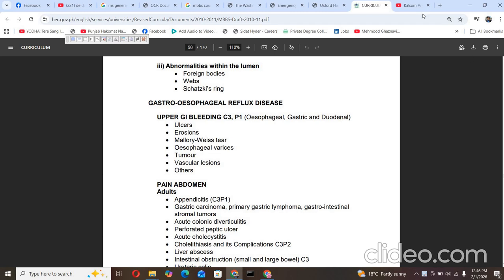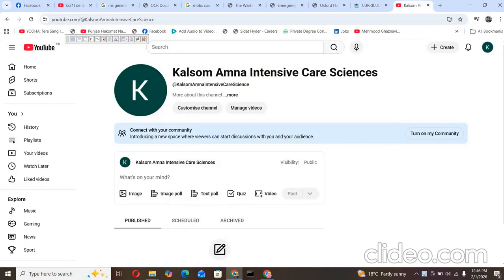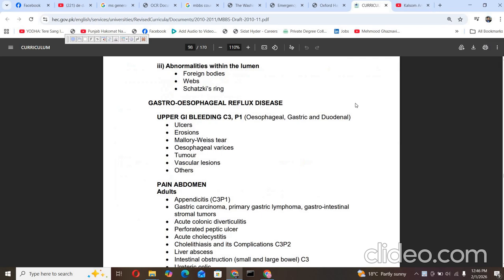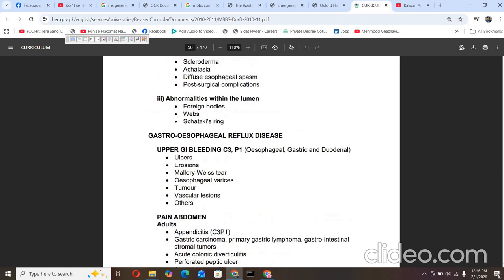So let's discuss what ulcers are. Ulcers. Ulcers involve painful open sores in the stomach, gastric, or upper small intestine.